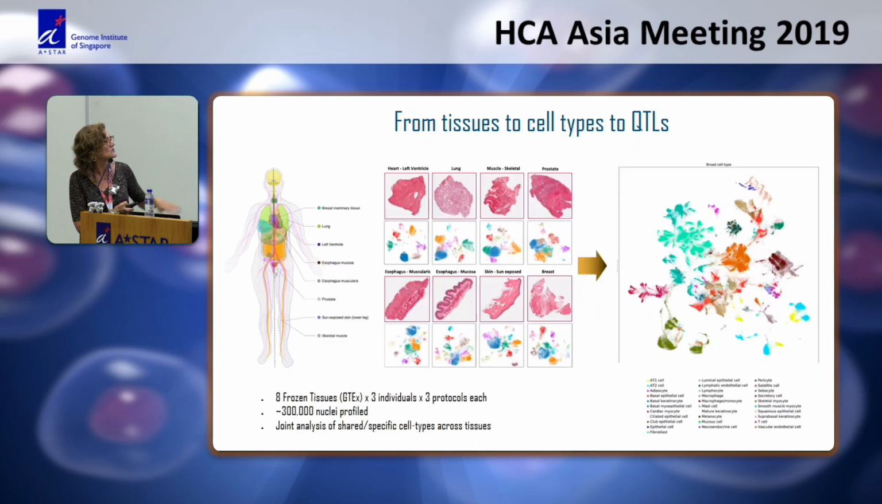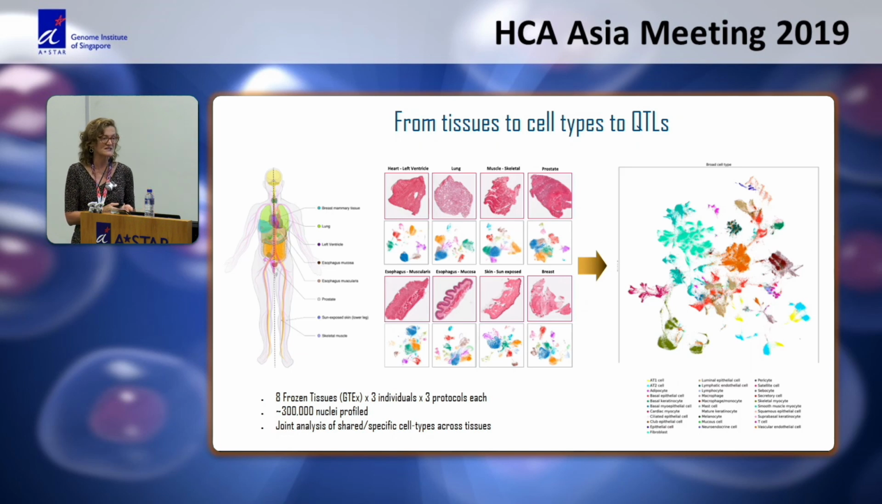What we ended up doing was to take all 8 frozen tissues from GTEx, to survey those across 3 individuals per tissue and to do 3 different single nucleus protocols each. So in total, we profiled about 300,000 nuclei. And the joint analysis of all of those across all of those tissues is shown on the right.